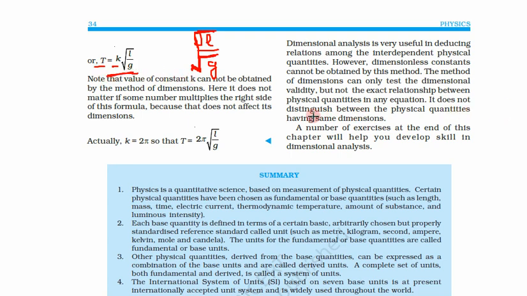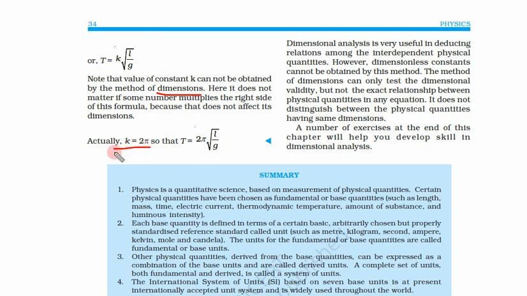So with dimensional analysis, we are able to create at least this formula. T is equal to some constant times under root L by g. Though there is still some problem in determining this constant. Note that the value of constant k cannot be determined by this method. It does not matter if a number multiplies the right side of this formula, because that does not affect the dimension. So we can have this number on the left side as well. This does not affect the dimensions.